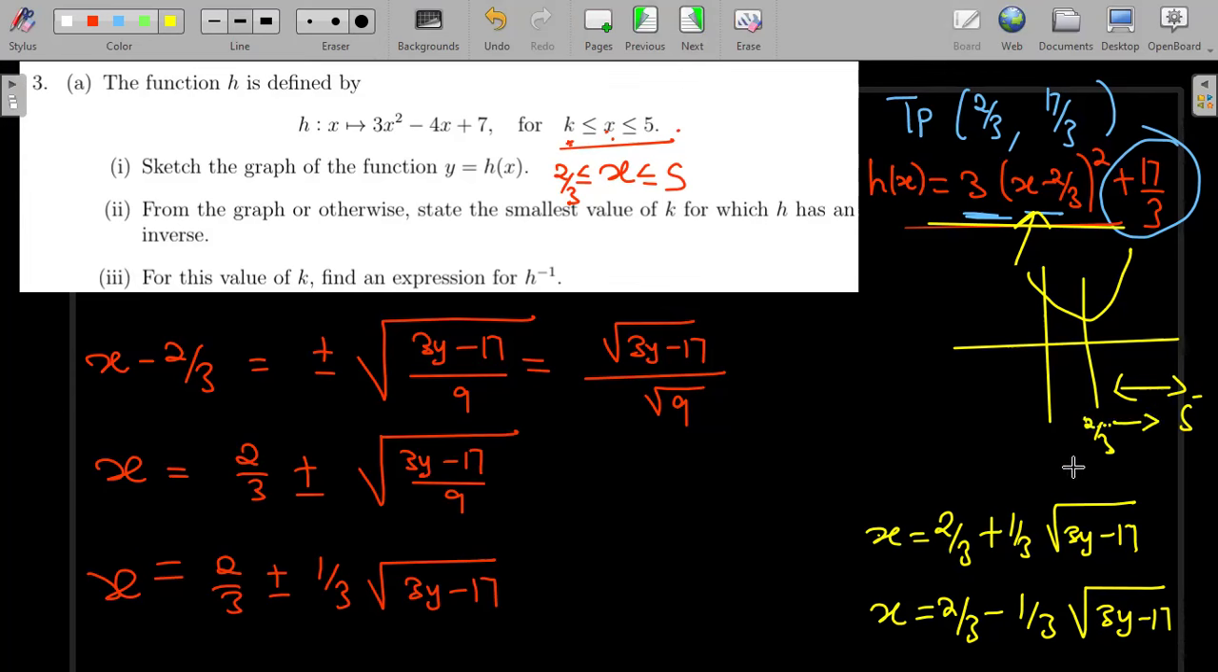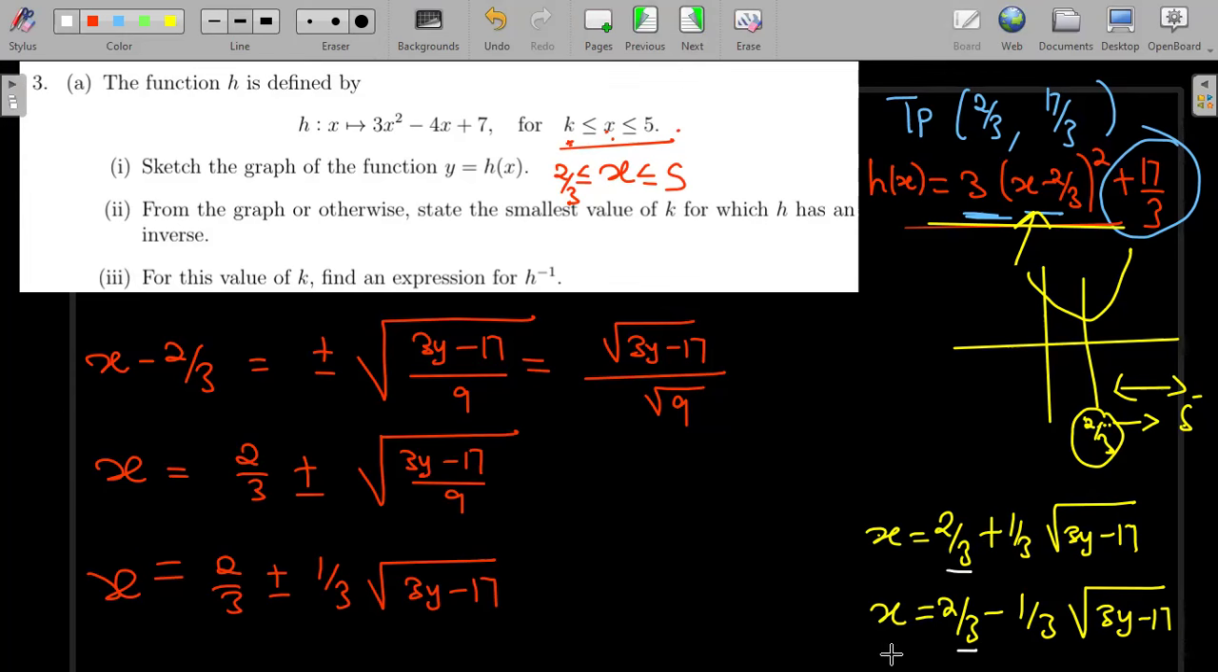Okay, we're going to choose the one that will give us an x value that will be equal to this or greater. When I come to these two expressions, you can see here I have 2 over 3, 2 over 3. So here to this 2 over 3, I'm adding 1 over 3 root of 3y by 17. So it means this part here is going to be giving me x values that are greater than 2 over 3. And then here to the 2 over 3, I'm subtracting.